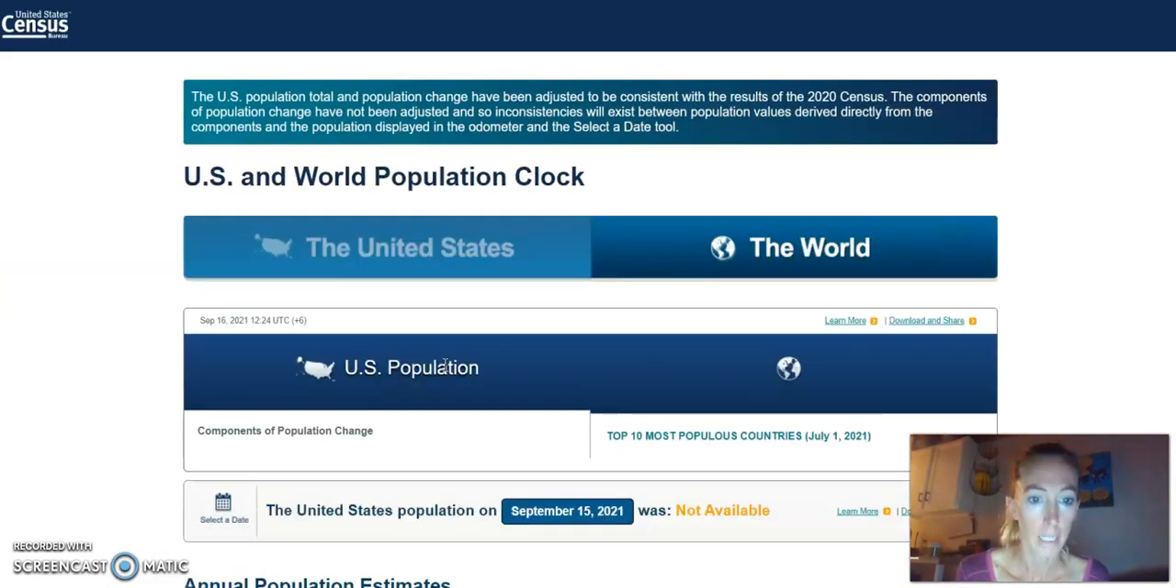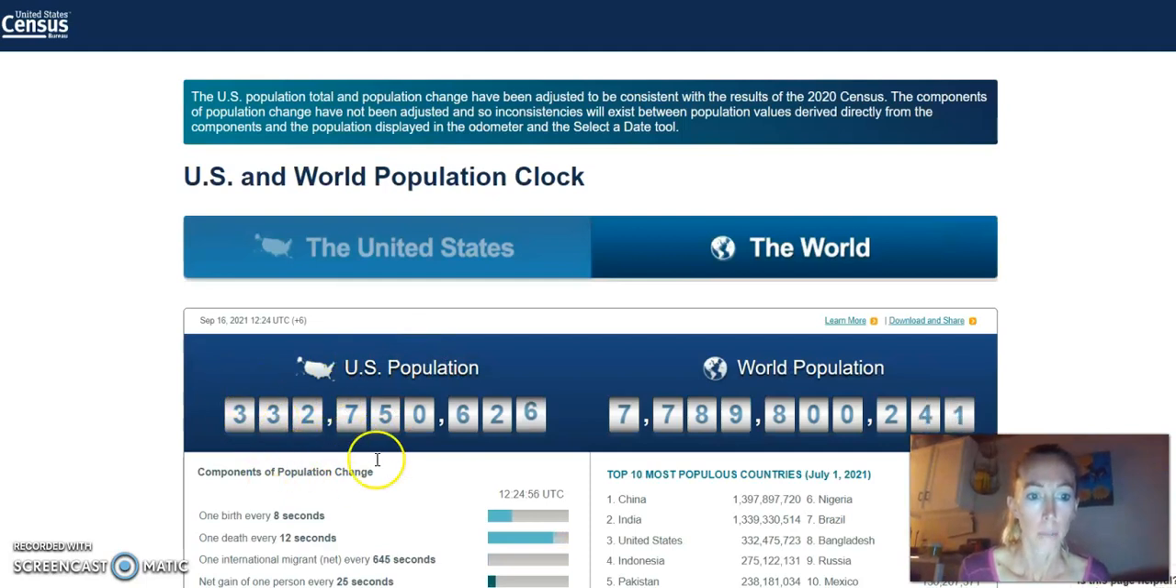Then we click here to the US world population clock, and this is just a cool thing to look at. But here we have the US population, which is in the millions, but then we have the world population, which is getting close to 8 billion people. Right now it's at 7,789,800,000, just saying that number. This might be too much to look at for your class because it also goes into all these numbers over here, which might get them distracted. But you decide if you want to show that.